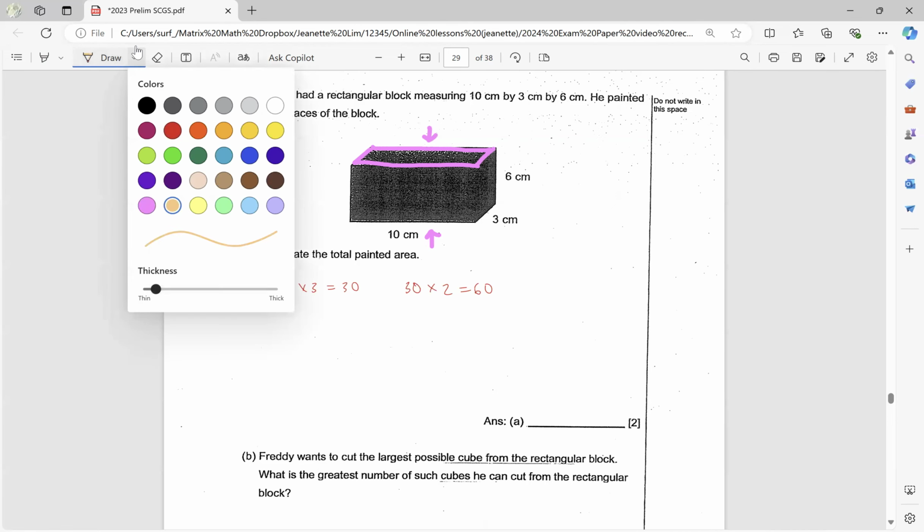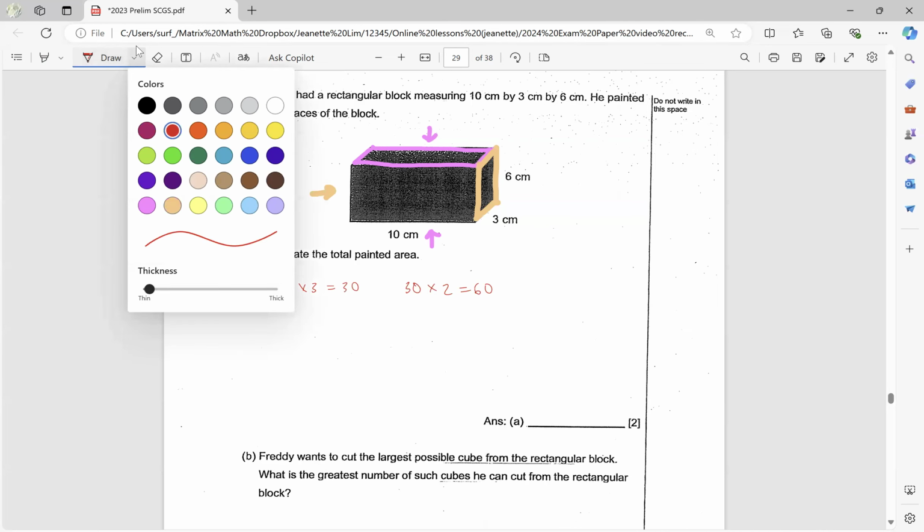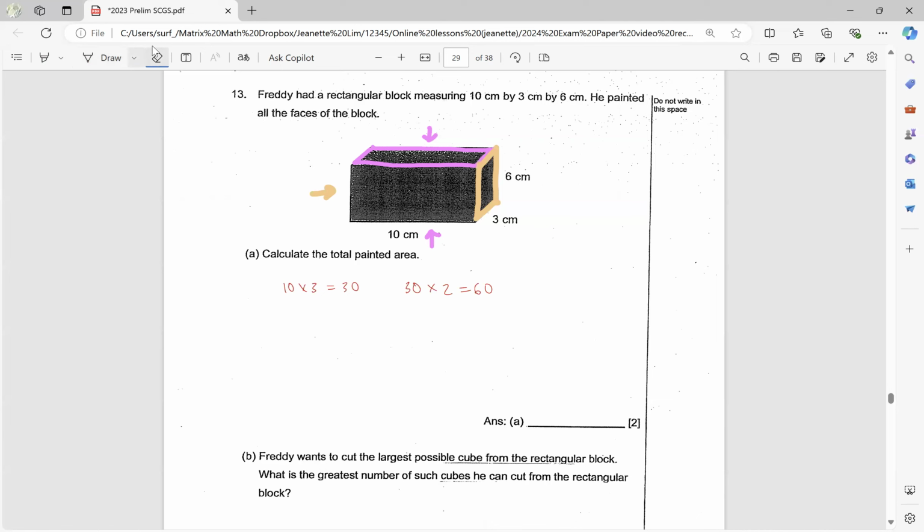Then next, we have the front, the sides. Let me do the sides first. Yeah, and here. So that's 6 times 3, 18. And we have both sides. So 18 times 2, 36.